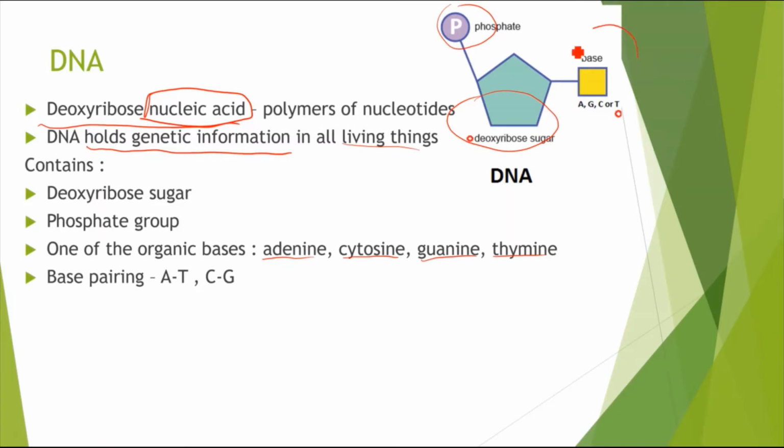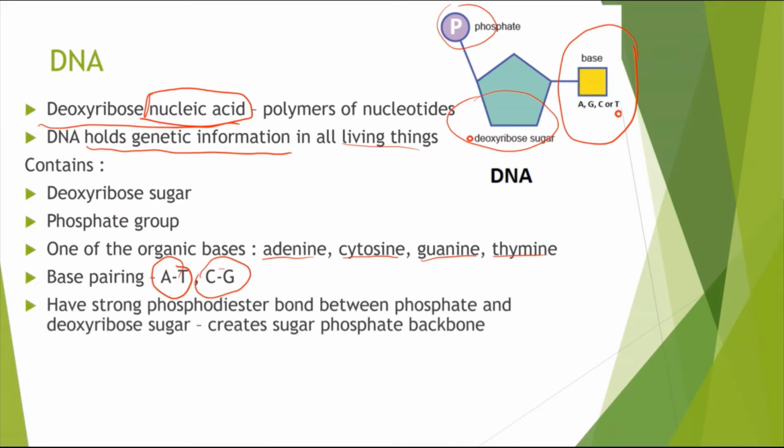And there is something known as base pairing. When we have the organic bases containing the nitrogen, that base can pair up with another base from another nucleotide, and the base pairing rule is that adenine always goes with thymine, so A to T, and cytosine always goes with guanine, so C to G.